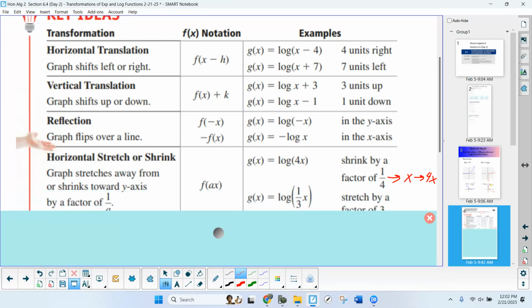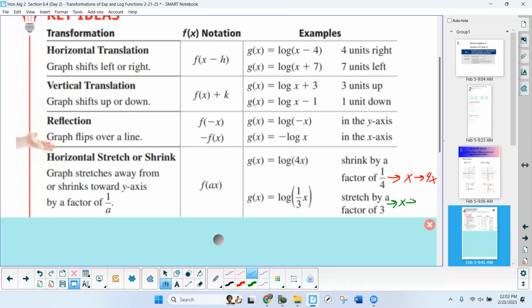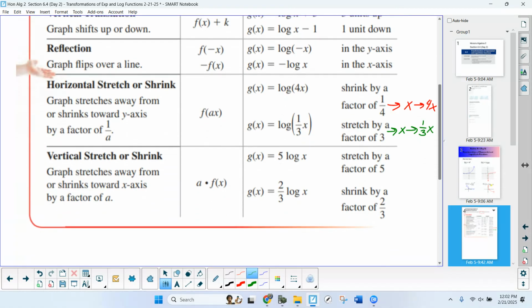If you do a horizontal stretch by 3, now everywhere you see an x, you flip it, it becomes 1/3 x. Verticals are still the way they've always been. You just put a 5 out front. That's a vertical stretch by 5. You put a 2/3 out front. That's a vertical shrink by 2/3. Questions on our rules?